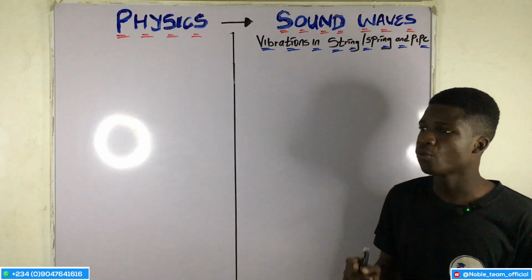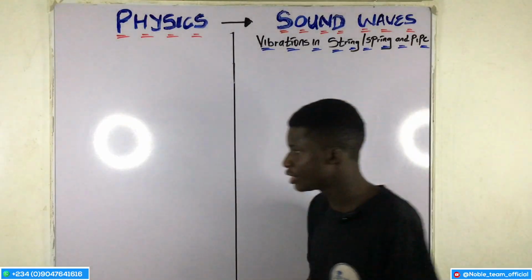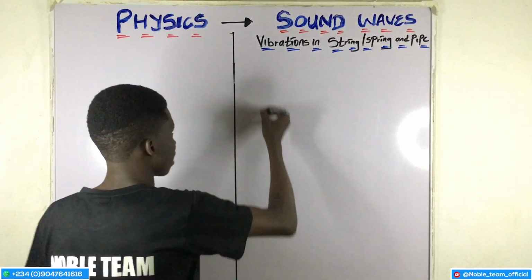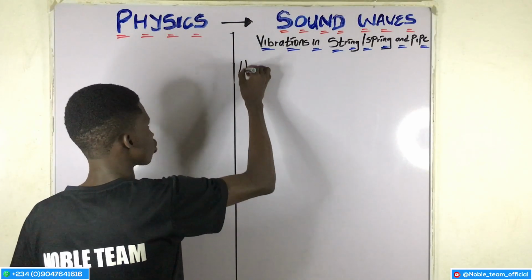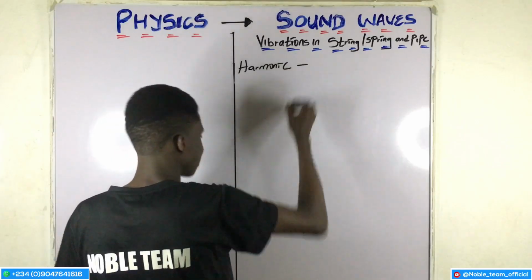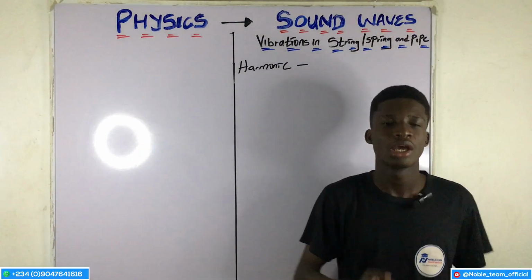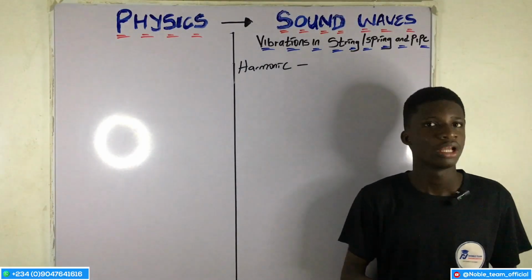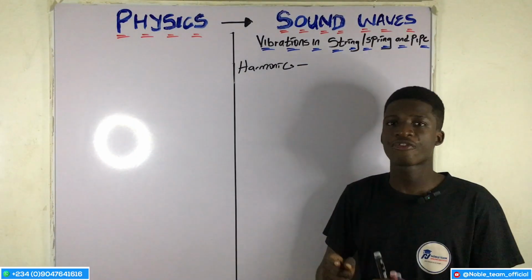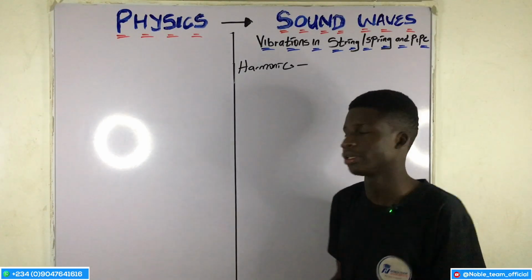Now, moving on, when you talk about sound waves, we consider two things: harmonic and overtone. Let me start with harmonics. Now let's start by explaining what harmonic is all about. Make sure you are writing. Harmonics are frequencies that are multiples of the fundamental frequency.